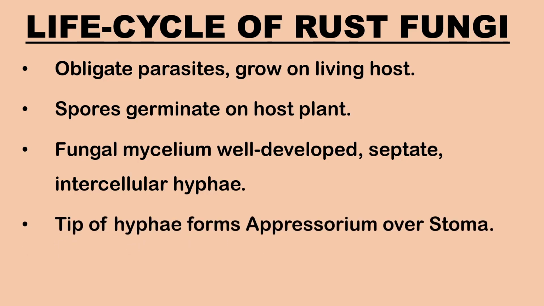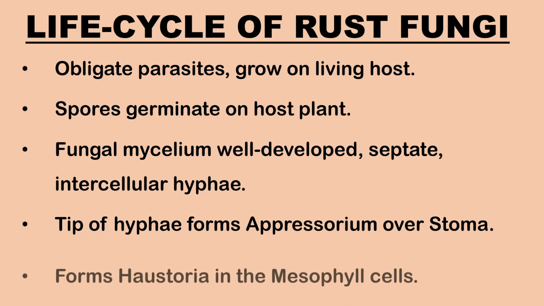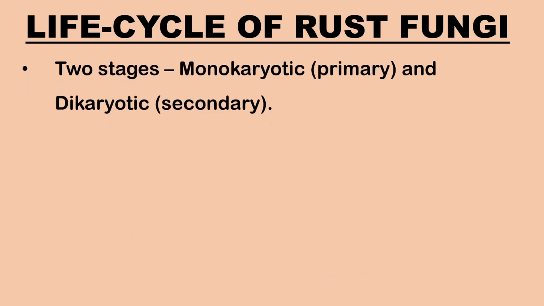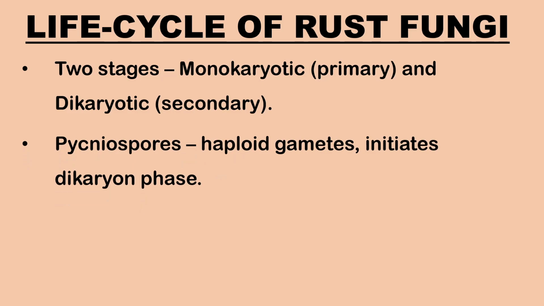The tip of the hypha forms an infectious structure, an appressorium, over the stoma. The fungus grows in the mesophyll cells and forms branched haustoria which penetrate the cell wall. The mycelium passes through two stages, the monokaryotic primary stage and the dikaryotic secondary stage. Rust fungi have several spore stages in their life cycle.